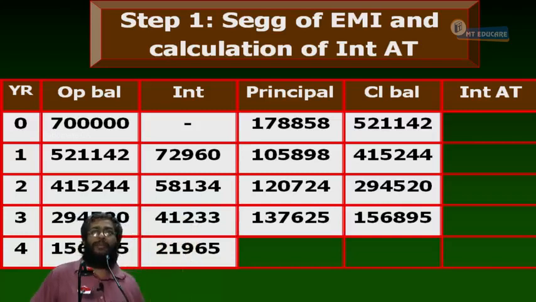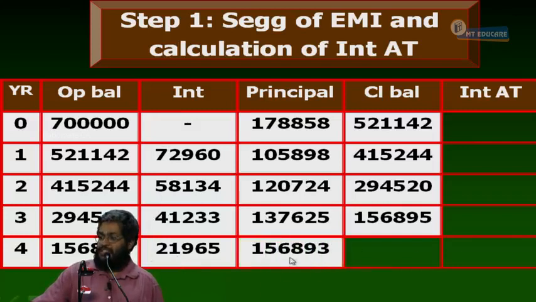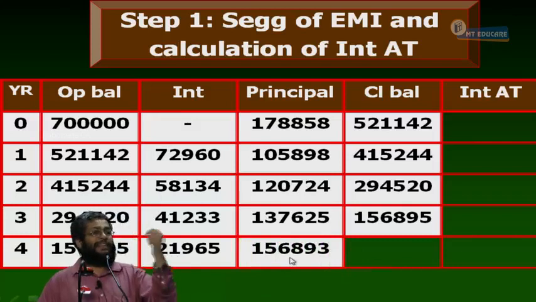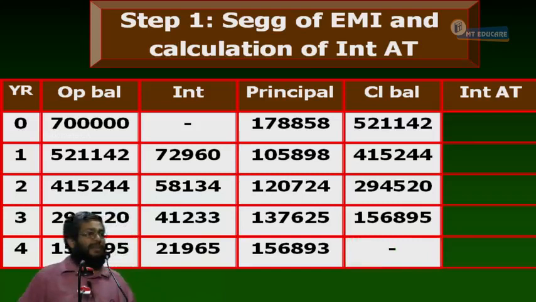I am giving the first, second, third, fourth, or fifth check. Fifth check. Last payment. How much I give? 178,858. How much they take for interest? 21,965. What is adjusted for principal? 156,893. 2 rupees, leave it. Bad debts. Tell me, what are the closing balance here? Nil. The closing balance is nil.